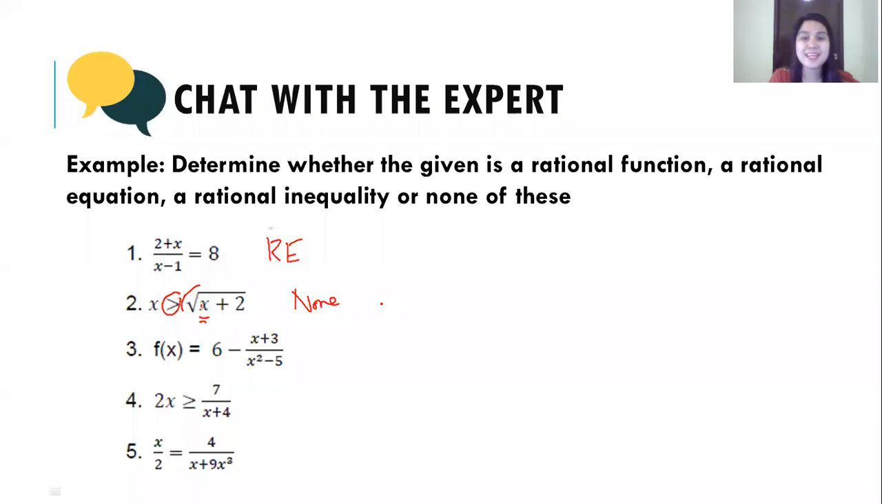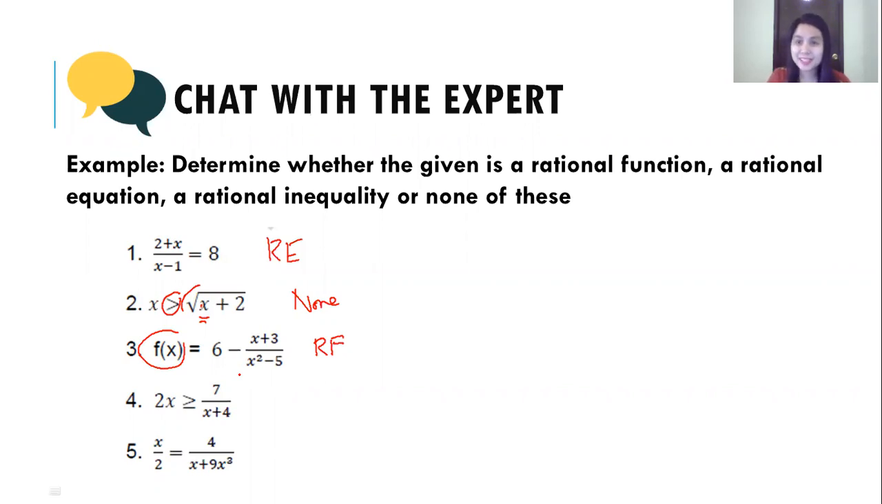Next, number three. Ready? Number three. F of x equals 6 minus x plus 3 over x squared minus 5. Very good. It's a rational function. Here's your cue.